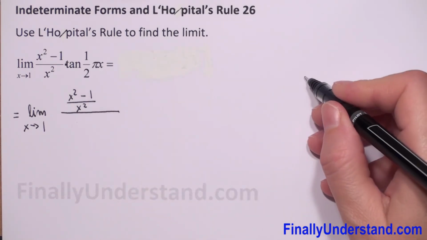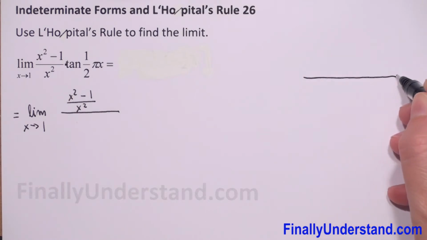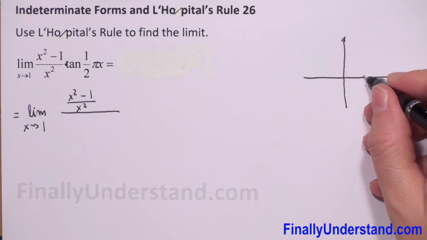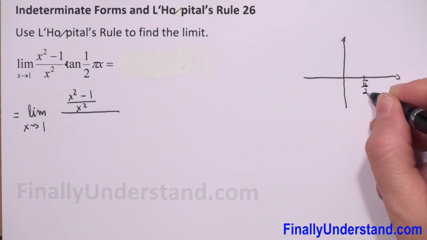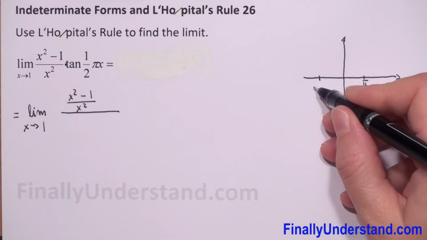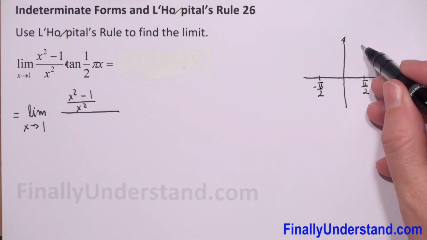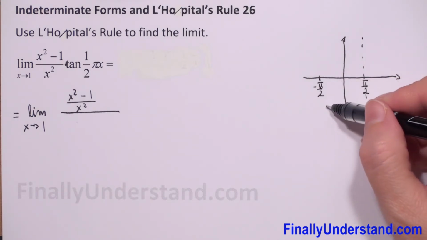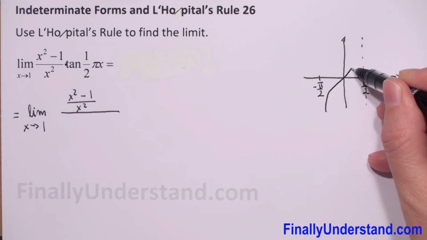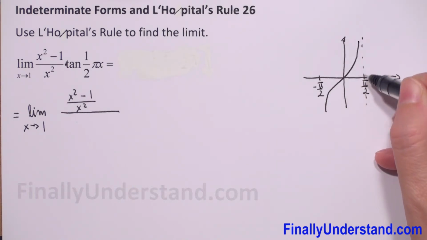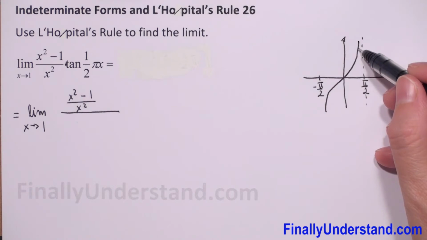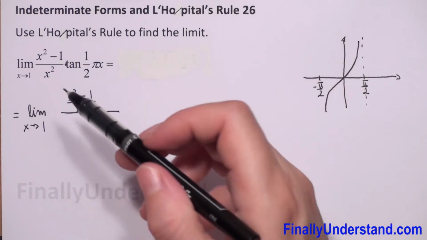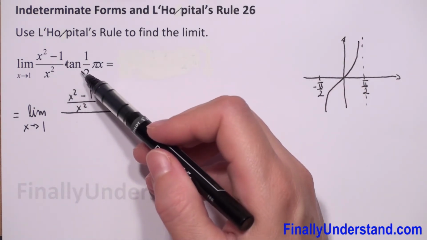We know that when we have graph of tangent, it has asymptote every pi. So this function is, when we are going to pi over 2, values of tangent going to infinity. So we have 0 times infinity.